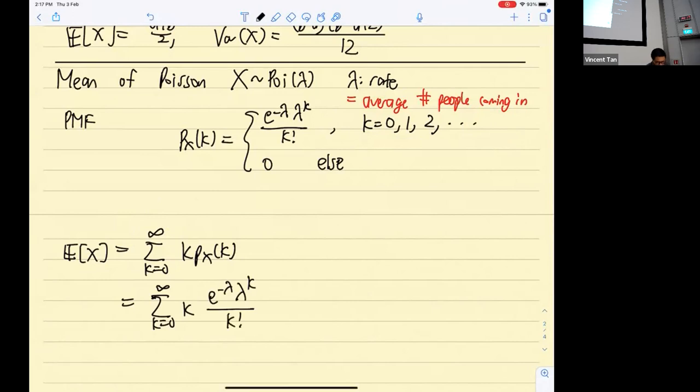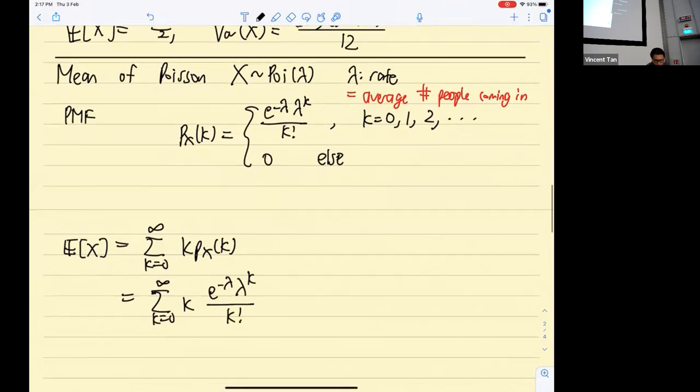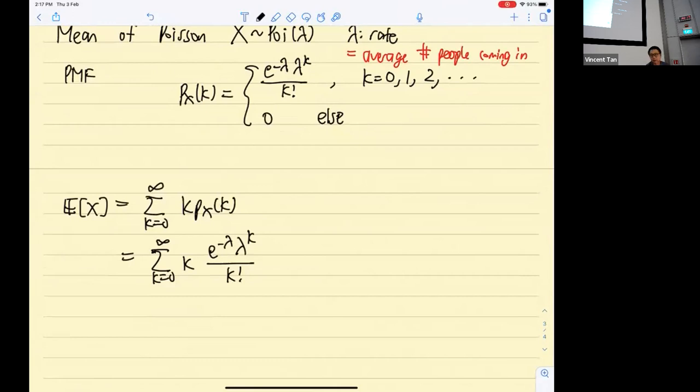Okay. How to do this? So the claim is this is lambda. All right, the justification that this is lambda is actually not so difficult, but also not so easy. Now you notice first and foremost that this can cancel one of the things here. All right, because k factorial is equal to k times k minus 1 times k minus 2, dot, dot, dot, 2 times 1. So one of this k here can cancel this, resulting in k minus 1 factorial. Right, this part here is nothing but k minus 1 factorial.